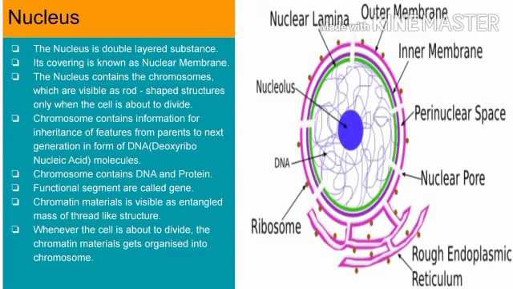Chromosomes contain DNA and protein. Functional segments are called genes. Chromatin material is visible as an entangled mass of thread-like structures. The last point is, whenever the cell is about to divide, the chromatin material gets organized into chromosomes.